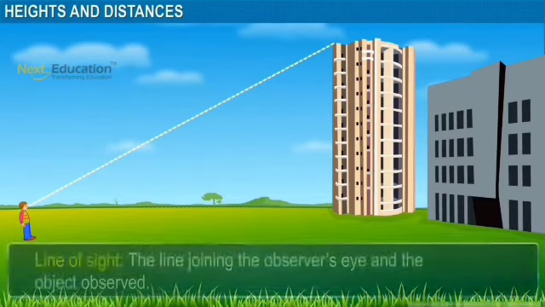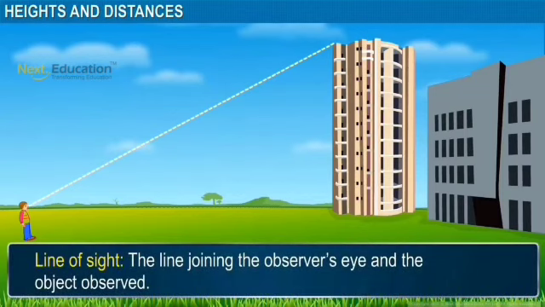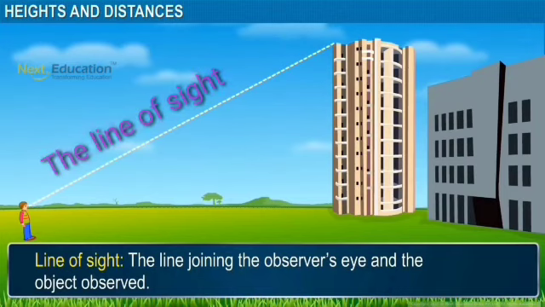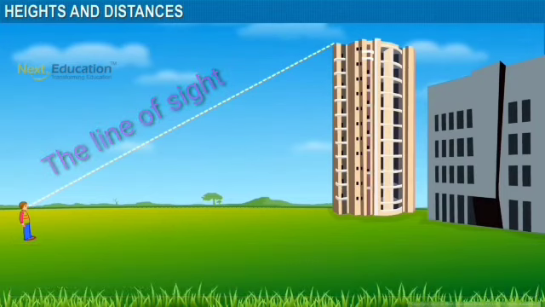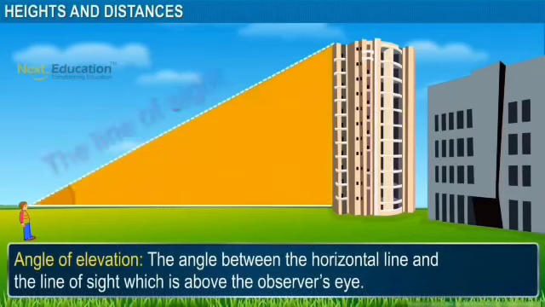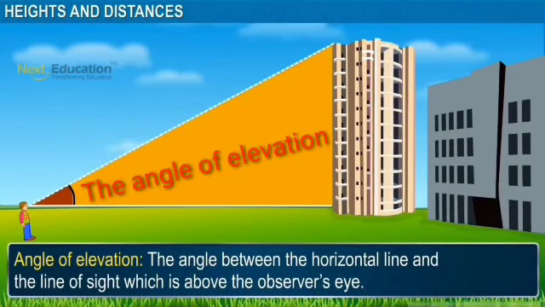The line joining his eye and the top of the tower is called the line of sight. The angle between the horizontal line and the line of sight above the eye of the observer is called the angle of elevation.